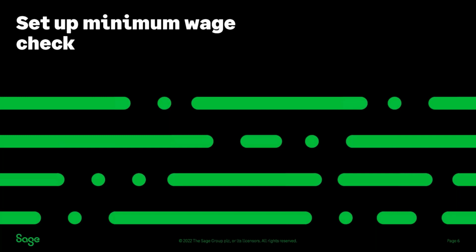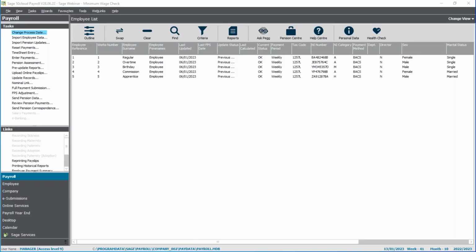So we're going to start by looking at the setup. So I'm just going to bring the slides down and jump into Sage 50 Payroll. Now, the first thing I want to do is to show you some of the legislation settings. And this is a handy way of quickly finding the minimum wage rates if you're not sure what they are.